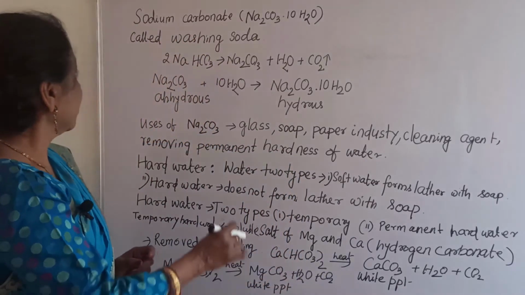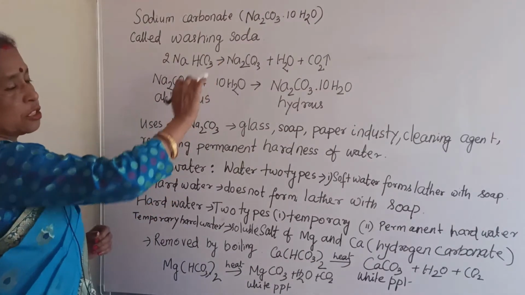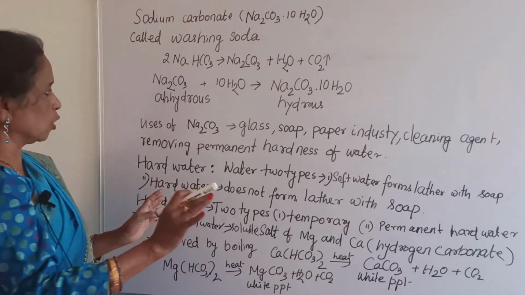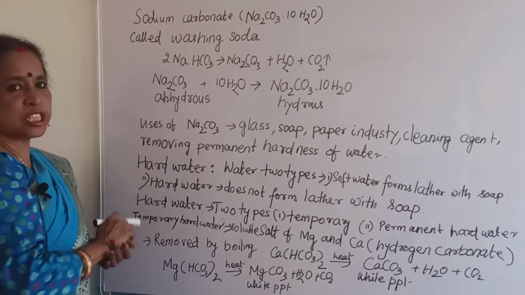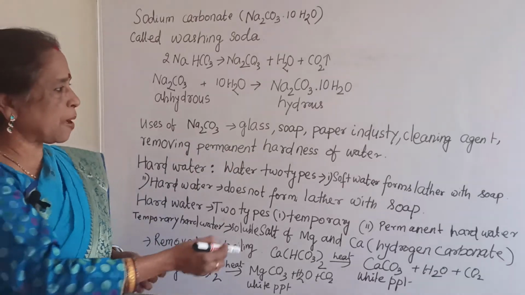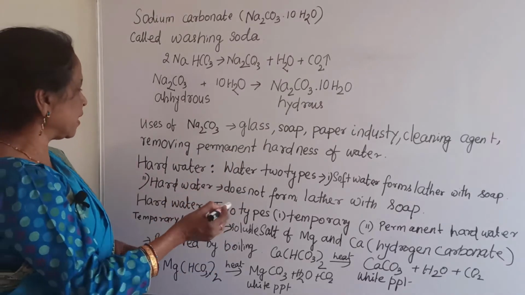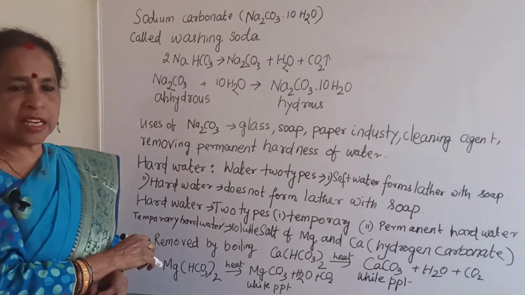Now again see, sodium carbonate, that is Na2CO3. In hydrous condition it is Na2CO3·10H2O, and anhydrous has no water molecule, simply Na2CO3. Then come to uses of sodium carbonate. It is used mainly in glass, soap and paper industries, and also acts as a good cleaning agent for different types of materials. Most important, it is used for removing permanent hardness of water.